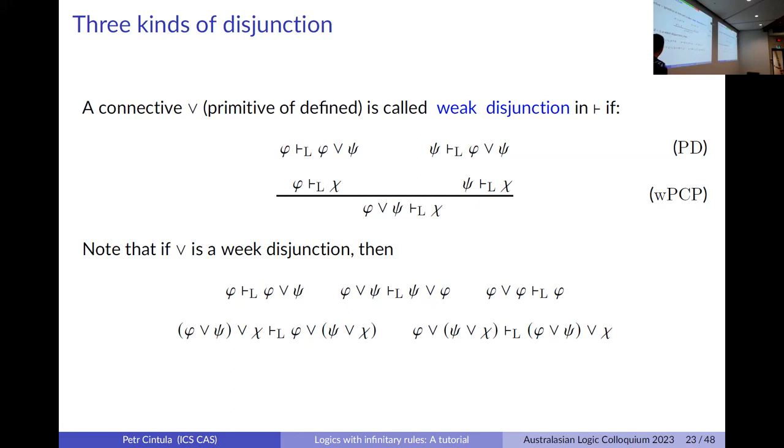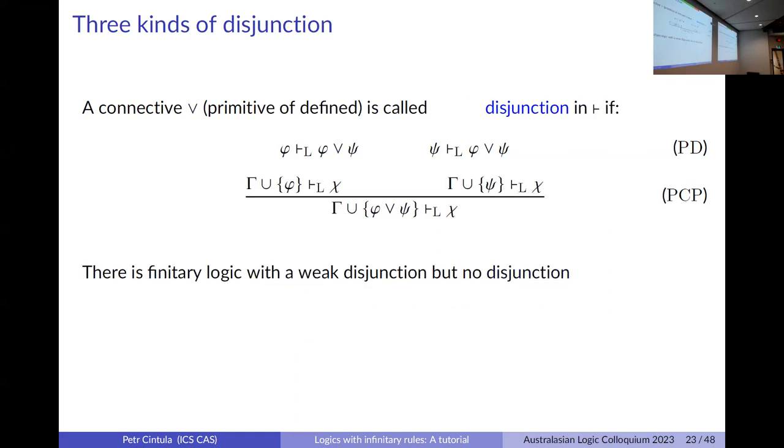all the things you would expect are true, like distributivity, idempotency of disjunction, commutativity, and so on. So that's easy. We omit the prefix weak if it holds with arbitrary context. Let me just tell you, there is a finitary logic which has a weak disjunction but has no disjunction. It can be quite easily constructed. So these are different notions.